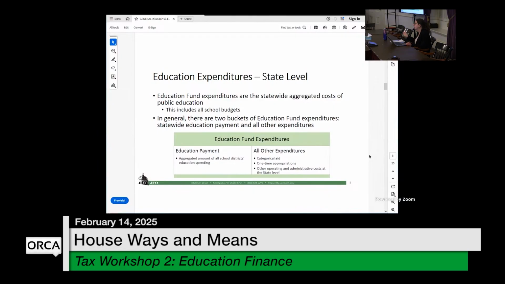And then we have all other expenditures coming out of the Ed Fund. So these are those categorical aid programs we were talking about. One-time appropriations, and other operating and administrative costs at the state level for the education fund. The Agency of Education, its primary funding is not coming out of the education fund.